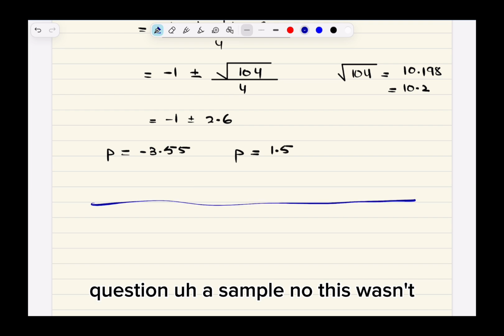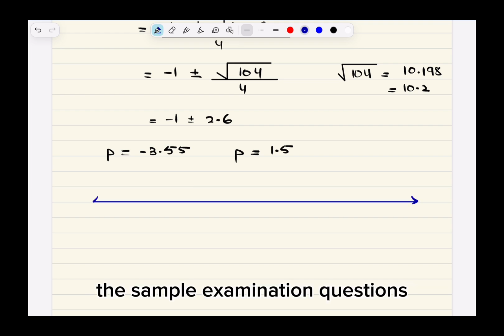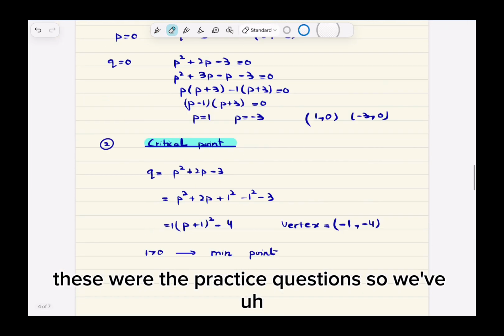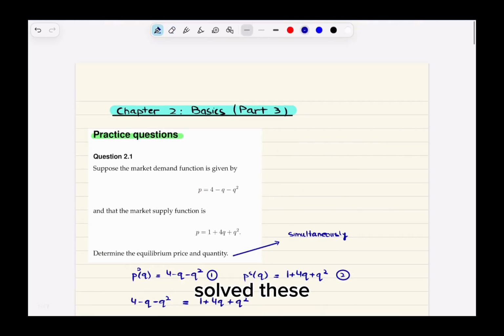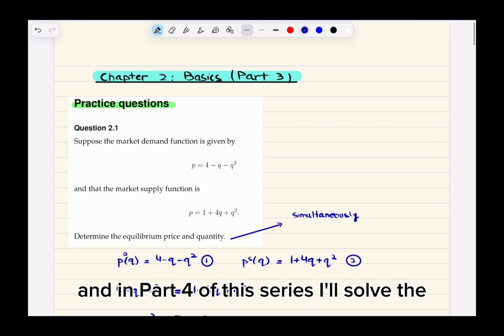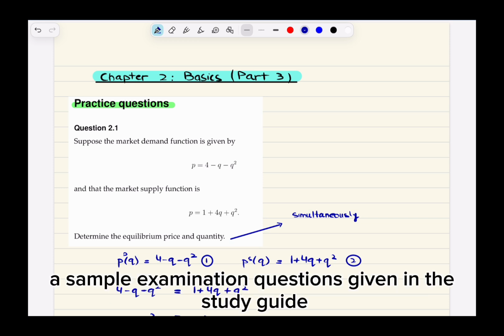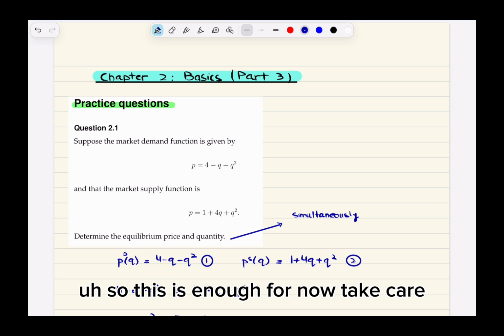Okay, so we've solved the question sample. No, this wasn't the sample examination questions. These were the practice questions. So we've solved these, and in part 4 of this series I'll solve the sample examination questions given in the study guide. So this is enough for now.